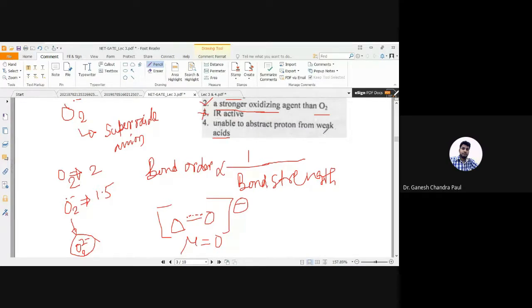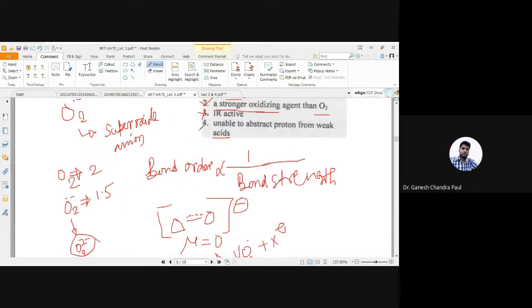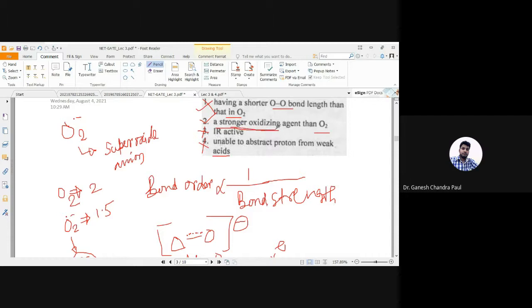Unable to abstract proton from weak acid. If you take any weak acid like HX, O2 dot minus can easily abstract a proton from any weak acid. X means, for example, the acetate anion, like acetic acid. It can easily abstract the proton and form HO2 dot plus X minus. So again this option is wrong. Therefore option 2 is the correct answer. Clear?